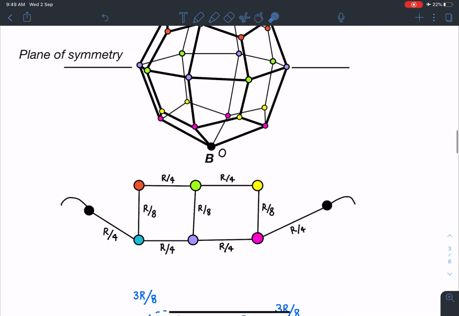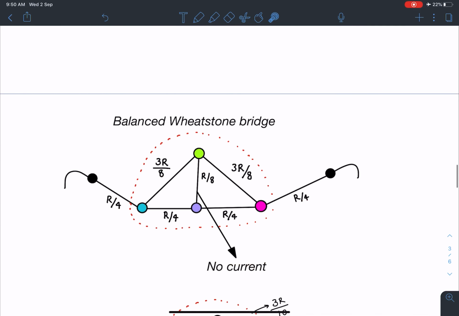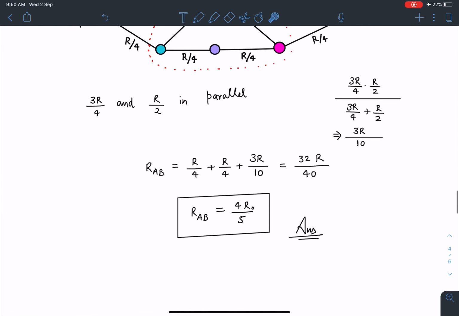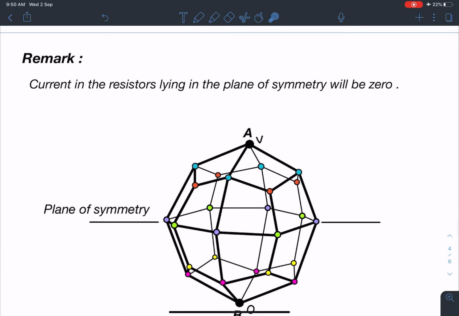In the end, if you see, all these resistances between pink and violet have disappeared. In all these resistances, there is no current. So you can see the remark here which I have given: current in the resistors lying in the plane of symmetry will be 0.